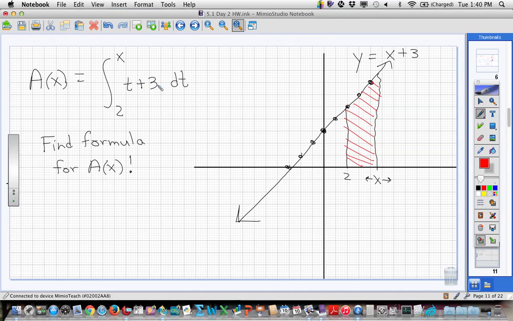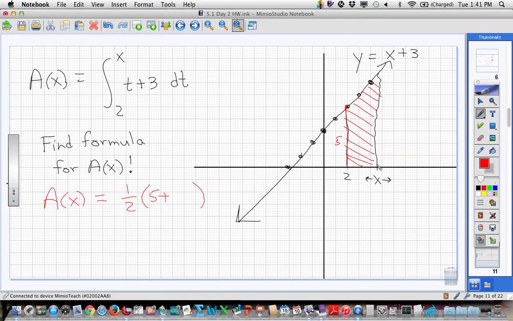Okay? Now, I want a formula for what A of x is. Well, let's just do what we've been doing. The only difference is we don't know a right edge. We're going to call it x. But otherwise, it's just what we've been doing. So 1/2. Now, what is this base? 5. We have to plug a 2 into our little line function, right? Plug a 2 in. 2 plus 3 is 5. So this would be 5.